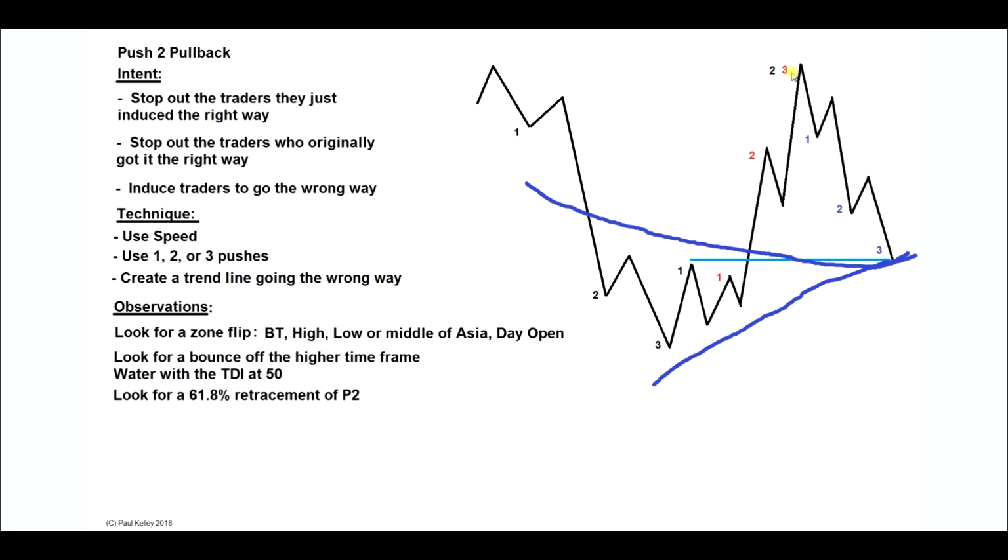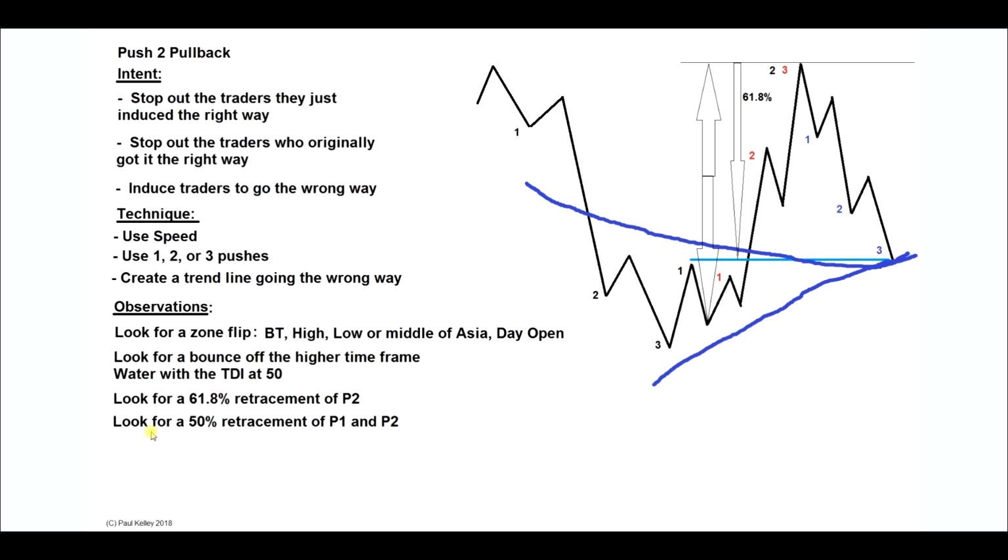On this pullback, we want to look for a 61.8% retracement of push 2. Push 2 starts at the extreme pullback of push 1 and runs up to its extreme. That distance in there, we're looking for a 61.8% pullback. Wherever it comes to, that's one of the points that we're looking for. Or you can be looking for a 50% retracement of push 1 and 2. We've got the extreme low of the day, right here to the extreme of push 2. That distance, you look for a 50% pullback of it.